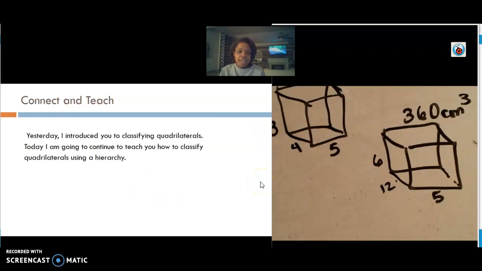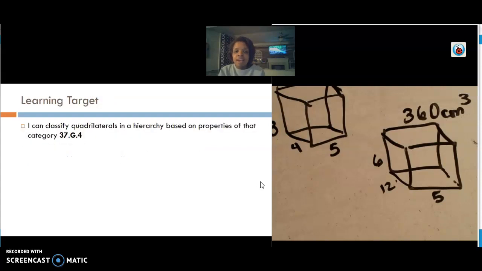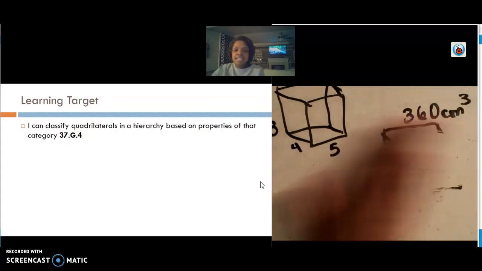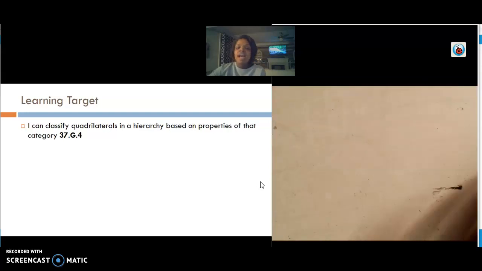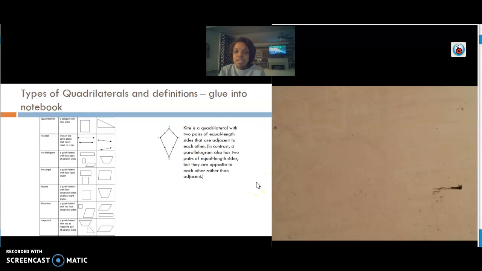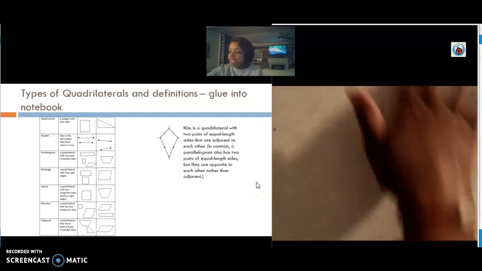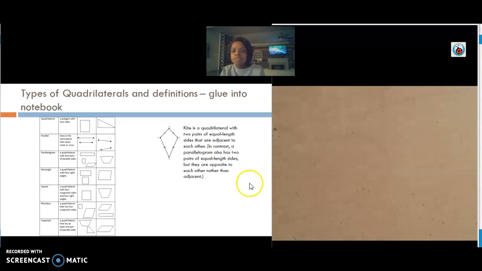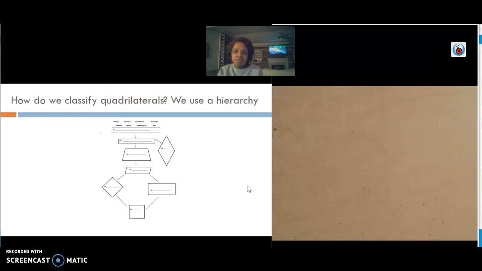So yesterday I introduced you to classifying quadrilaterals. Today I'm going to continue to teach you how to classify quadrilaterals using a hierarchy. Alright, so our learning target is: I can classify quadrilaterals in a hierarchy based on properties of that category. If you have your notes from yesterday, hopefully these will help you to understand quadrilaterals a little bit better and to use the correct vocabulary.